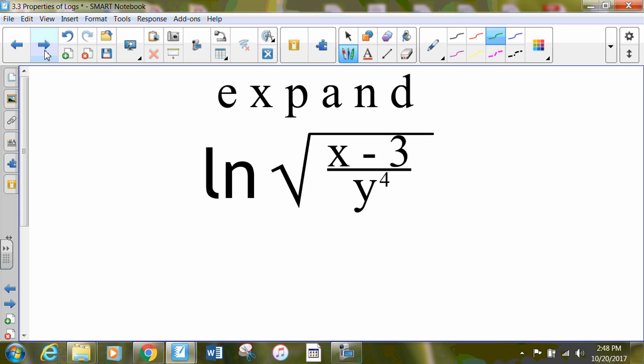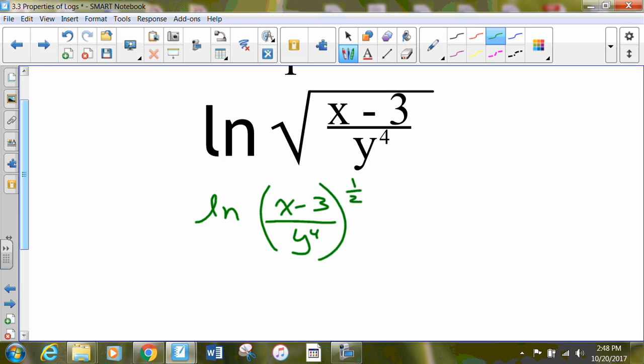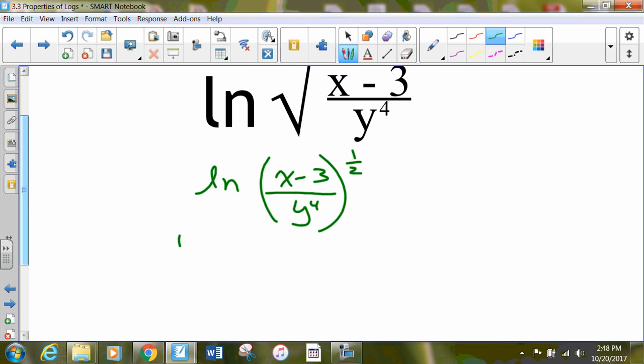So we know that, first of all, we've got that square root. We've got to do a rewrite even before we begin. So we're going to go ahead and rewrite that with a 1/2. We cannot split up the division into subtraction until we get rid of the power. So we're going to bring the power down.